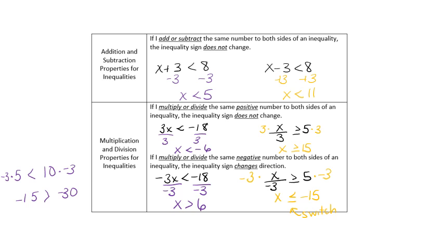Sometimes I'm going to be asked to graph my solutions. So I have to graph them with open and closed circles and arrows pointing in the direction. And one of the biggest things I need to remember is when I multiply or divide by a negative, I have to change the direction of the inequality sign.